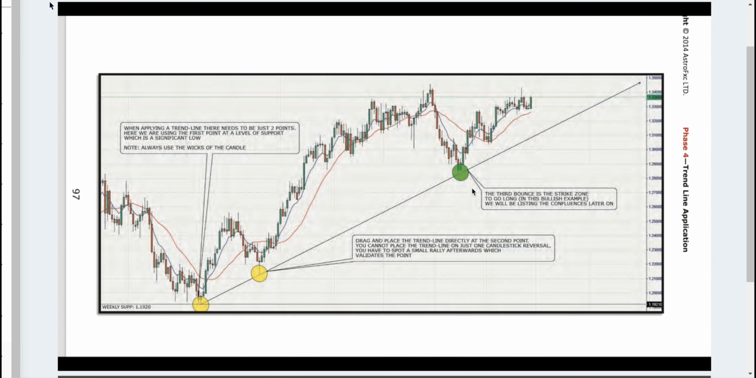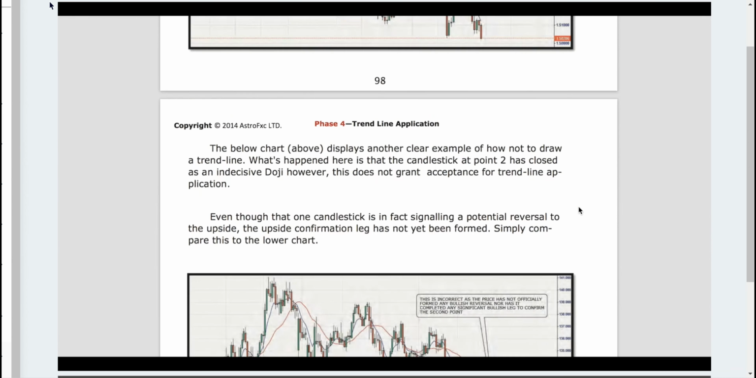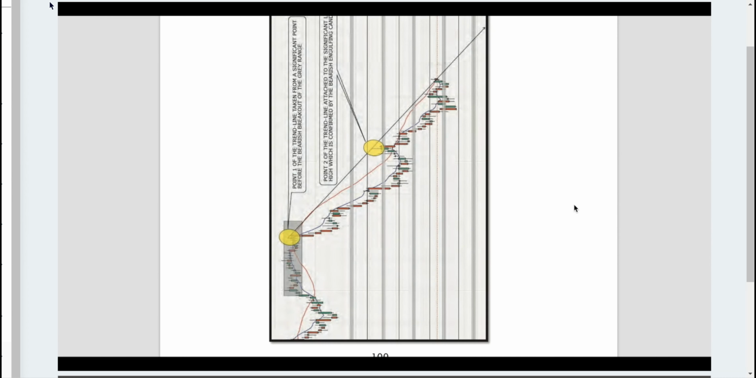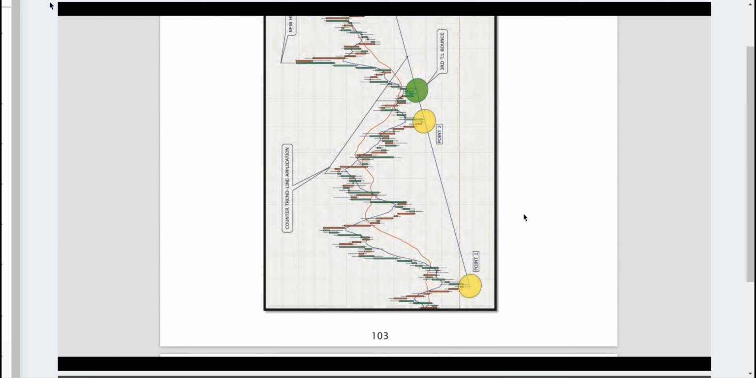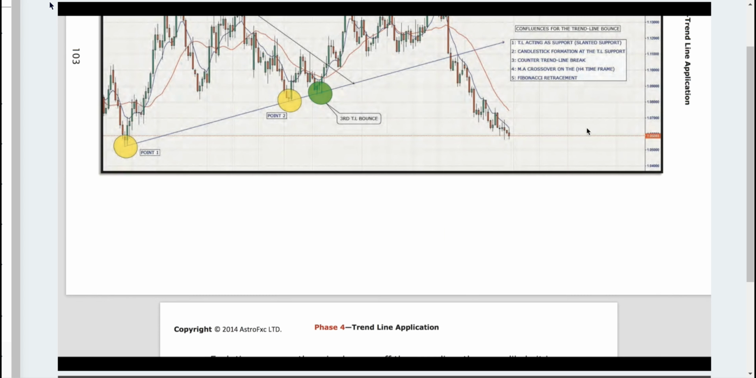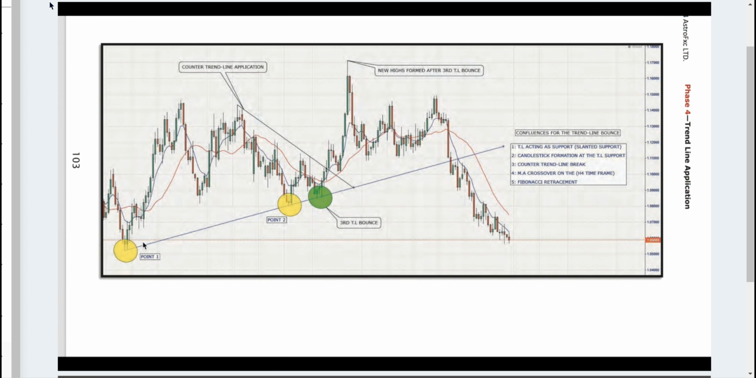So over here, the third bounce is a strike zone to go long in this bullish example. So I'm just going to zoom down into the book and pull up what we're actually looking for. Again, there's some vital information in the book too. This is the page I'm after. So what we're looking for when the market comes back for its third bounce is going to be the same pattern over and over again.